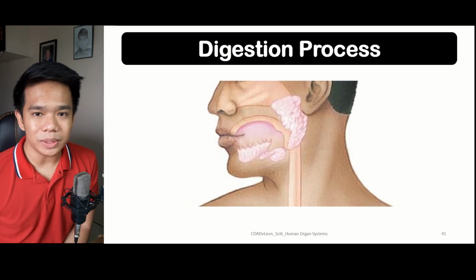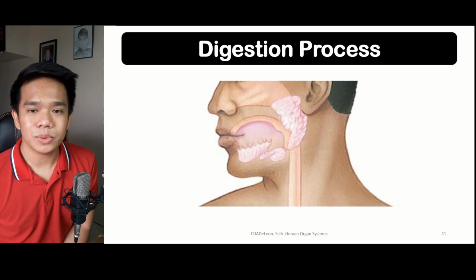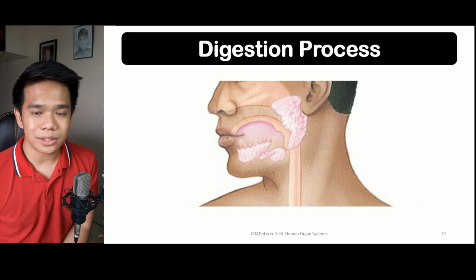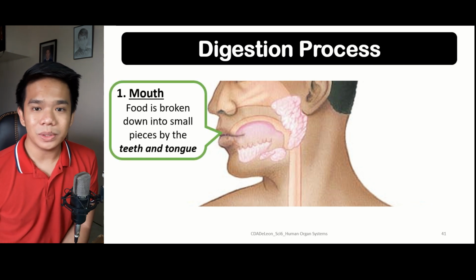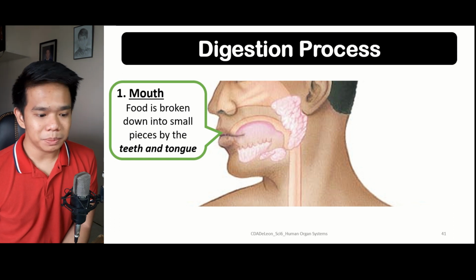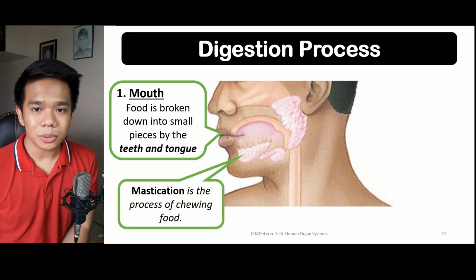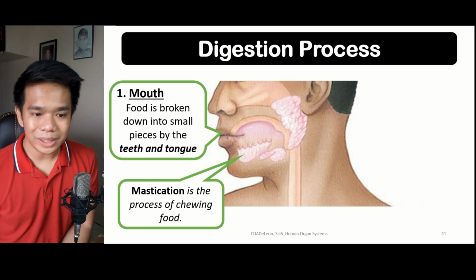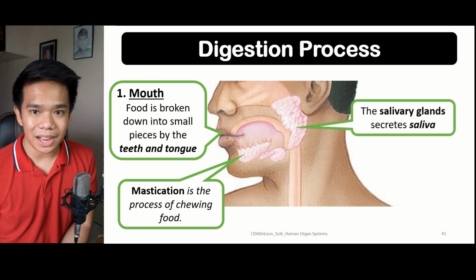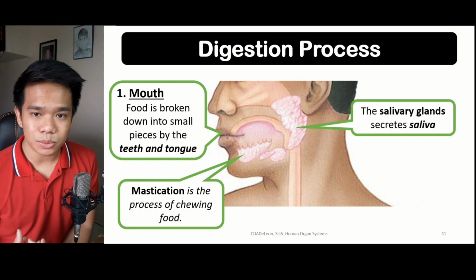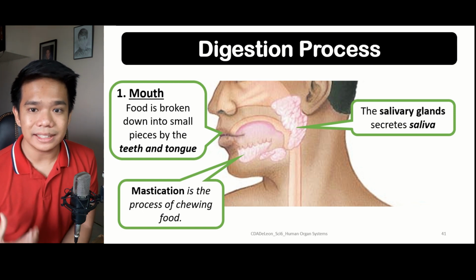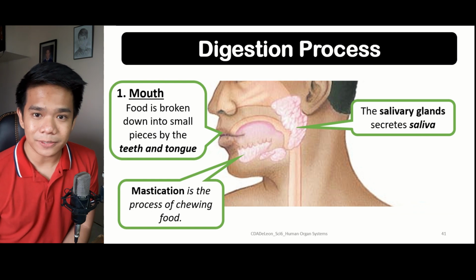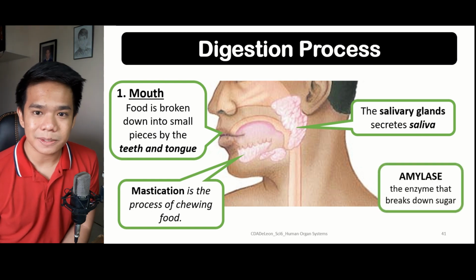So what happens to the food that we eat within the digestion process? So as we mentioned a while ago, the digestion process starts within the mouth. So what happens is that within the mouth, food is broken down into smaller pieces with the help of the teeth and the tongue. So the process in which the food is being chewed is what we call the mastication process. So as the food is being masticated by the teeth and the tongue, the salivary gland secretes saliva, and the saliva mixes with the chewed food in order to be easily digested later on. The saliva contains a specific enzyme called amylase, which helps for the further breaking down of sugars into simpler forms.